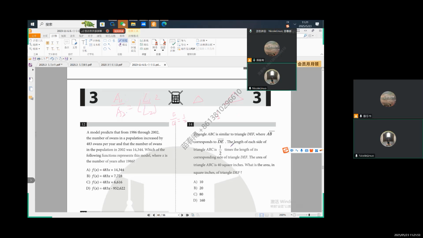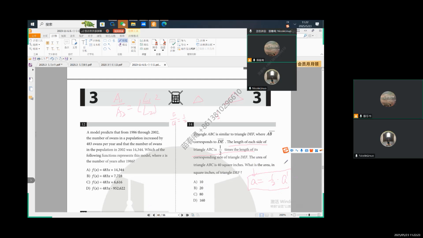And with the second sentence, we already know it's similar. It said the length of ABC, I mean each side, is 1 over 2 times the length of corresponding sides of triangle DEF. Which means A equals, let's say this is A1 from the DEF, times 1 over 2, right? Like this, according to what they say, right? Does that make sense?